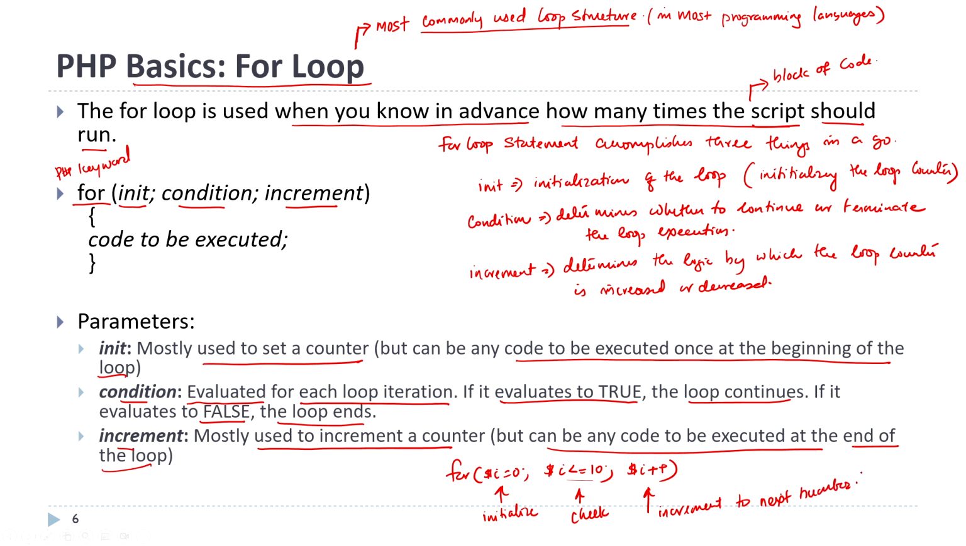You can also write another way. Another option is for $i = 10; $i >= 0; $i--. You can also create a loop like this. This is PHP, so we need the dollar sign. It starts at 10, you can decrement it also. So, both are possible with the for loop.